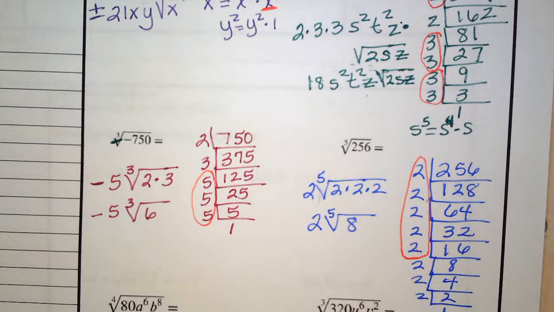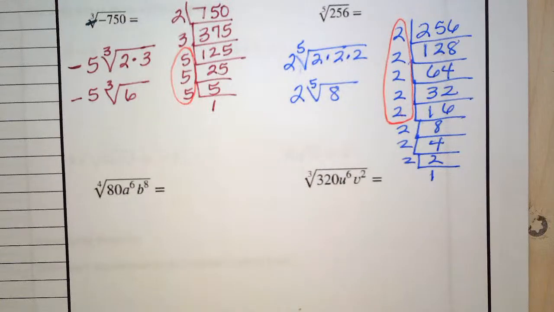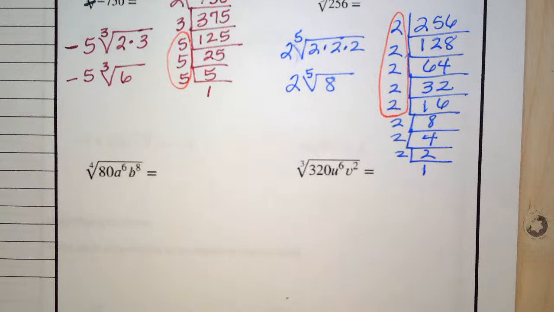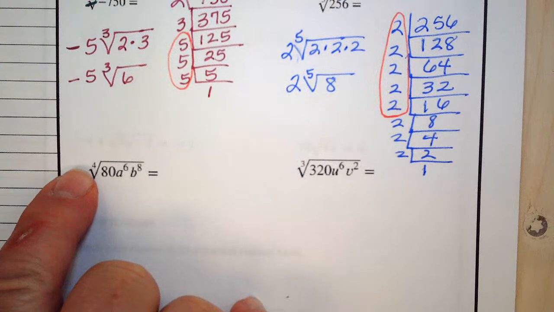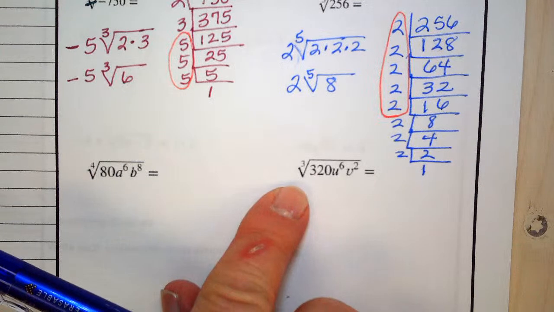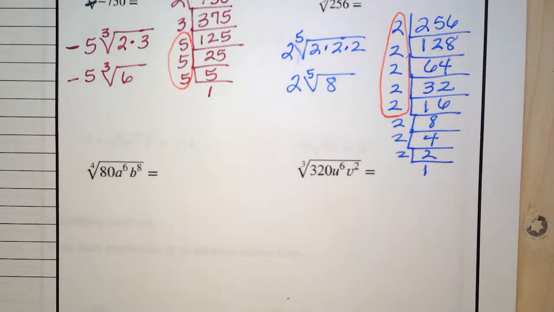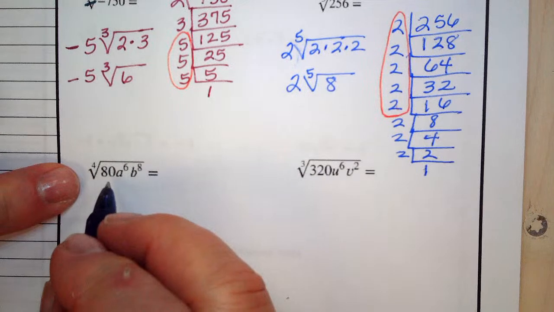Okay, take a minute and look at the next 2. Once again, this is a cubed root, this is a 4th root. We're looking for 4 of a kind, we're looking for 3 of a kind, triplets. Pause the video and see how far you can get on your own. Well, I do hope you tried.